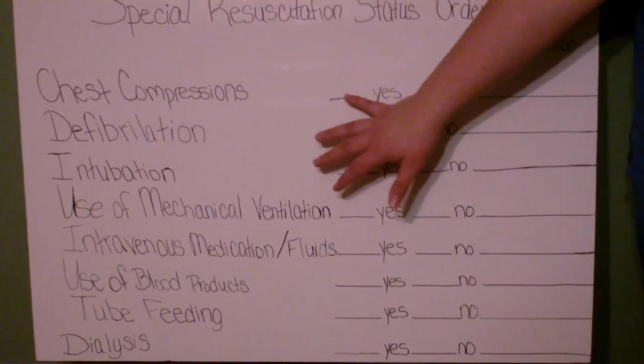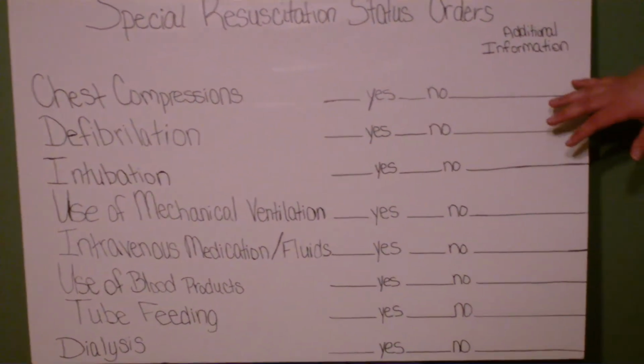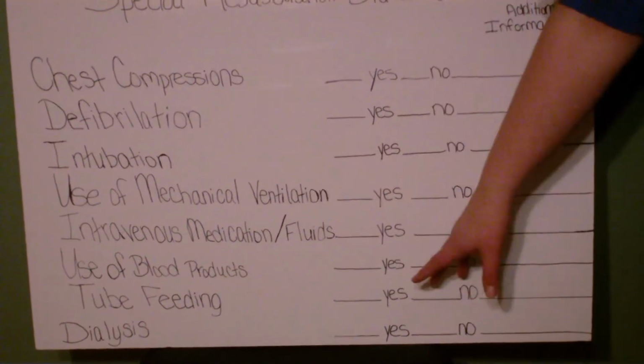Now here I have an example of things that might be on the checkoff list. On some of these you can put yes or no, you can write in, and there's normally even a blank form that you can write on.